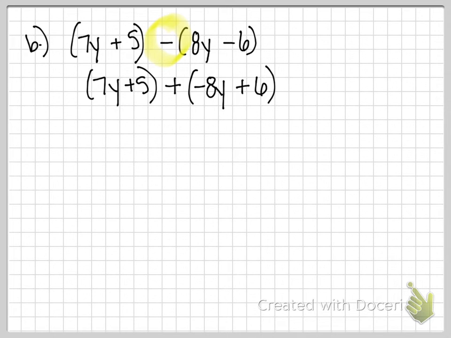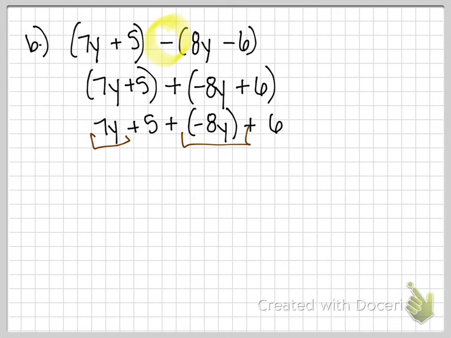Now we're adding. So add whichever method you like. From here, add in whichever way you choose. I prefer the horizontal method, so I'm going to take away my parentheses, and I'm going to put plus signs between each term. And then I will combine like terms. So 7y plus -8y gives me -1y.